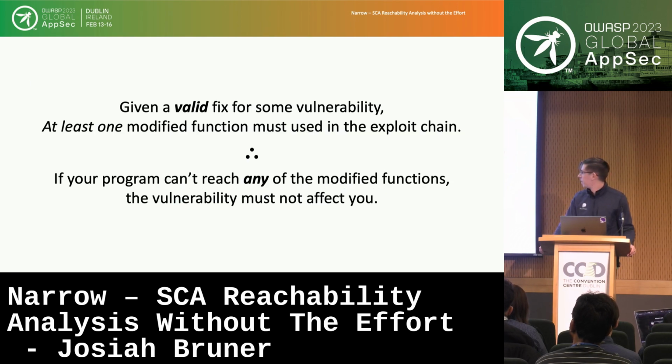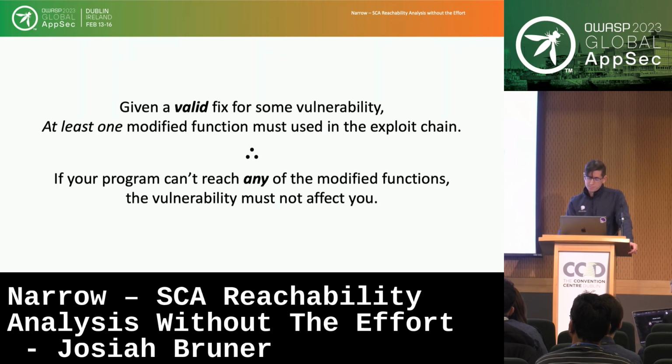All right, so first the big idea. This is what we figured out after thinking about it for a while. Let's say you have a CVE and you know that there's a valid fix for it. We'll assume that there's a valid fix for the issue. The fix is going to change multiple functions in the underlying vulnerable code base. And so at least one of the changed functions has to be used in an exploit chain if an exploit were to call the code.